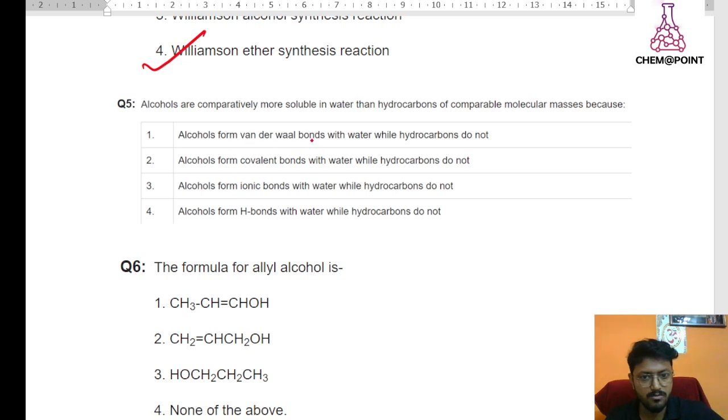Alcohol forms van der Waals bonds with water? No, never. Not van der Waals force, it's H bonding. Then, alcohol forms a covalent bond with water? No, only H bonding. Covalent bond means sharing of electrons. Alcohol and water are not sharing electrons. They interact with each other, and that interaction is called H bonding.